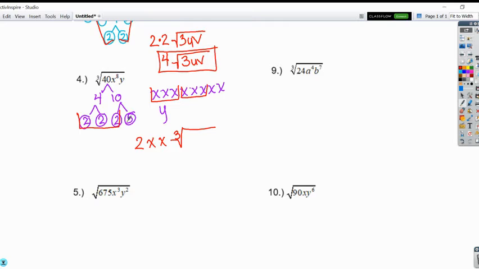But 5 didn't have any matches, stays under the radical. x and x did not make a complete group of 3, so they need to stay under the radical. y does not have a group. That stays under the radical. And so we clean it up. Multiply where you can outside. 2x squared, and multiply what you can under the radical. Cube root of 5x squared y.